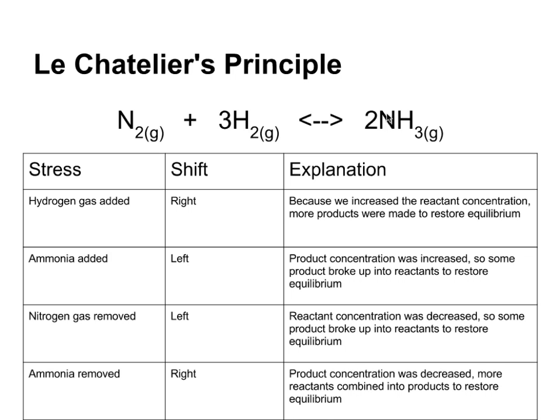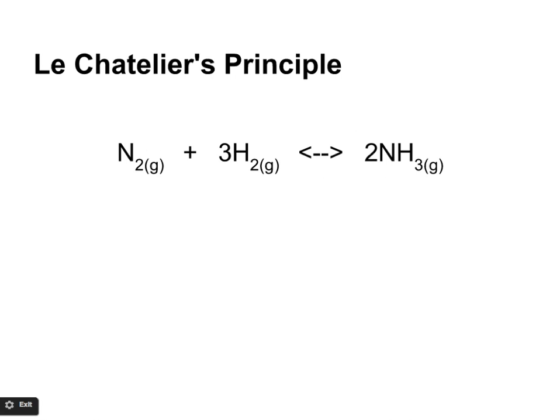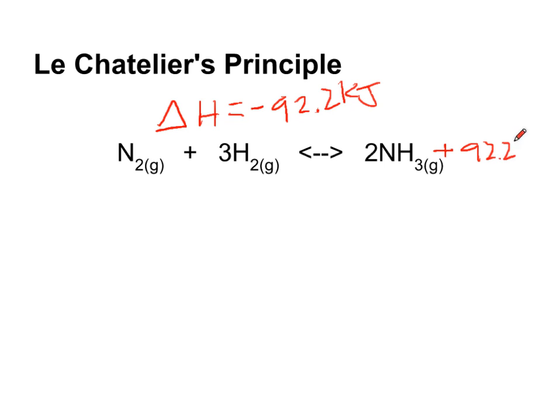So those are examples of stresses being placed on a system at equilibrium and the system shifting, either making more reactants or more products to relieve the stress that we put on the system. Now let's pretend that this reaction is exothermic, and it's got a delta H of negative 92.2 kilojoules per mole. When a reaction is exothermic, we can add these kilojoules over here as a product. So we'll put plus 92.2 kilojoules.